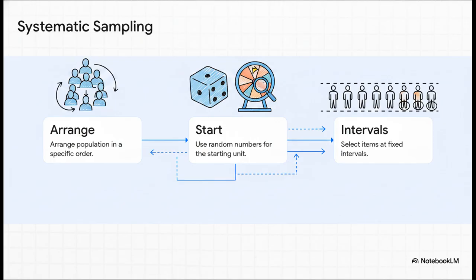Here's a really easy step-by-step procedure that is absolutely perfect to jot down for your midterm study guides. Step 1. Arrange your population in a specific order, let's say alphabetically. Step 2. Use a random number just to pick your starting point. Let's go with person number 4. Step 3. Select at a fixed interval from then on out. So maybe you survey every 10th person after that. You survey person 4, then 14, then 24, and so on. It's highly structured, but because that very first starting number was totally random, it beautifully maintains that equal chance rule.